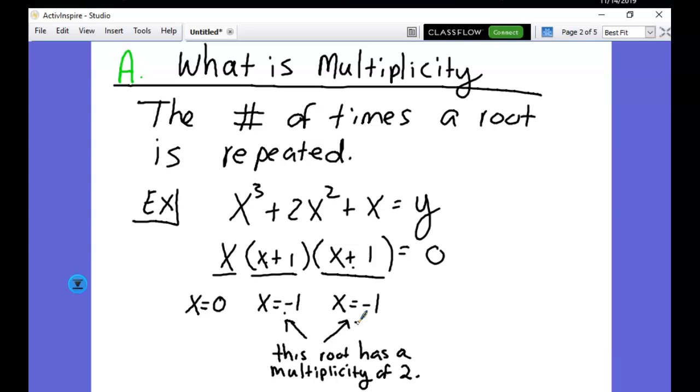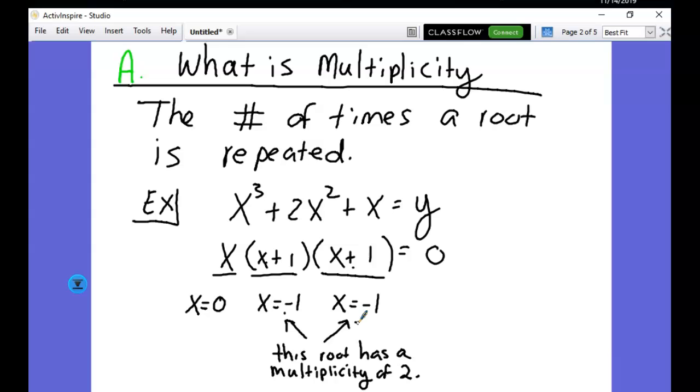Now, why does this matter? Well, it affects the graph, and you'll see why in a little bit. Whenever a root is repeated, however many times it's repeated actually has an effect on the graph of the polynomial. And that's our objective for today, to get you able to graph polynomials, so we need to talk about this first. It's a pretty short and sweet fact. So that's what multiplicity is.